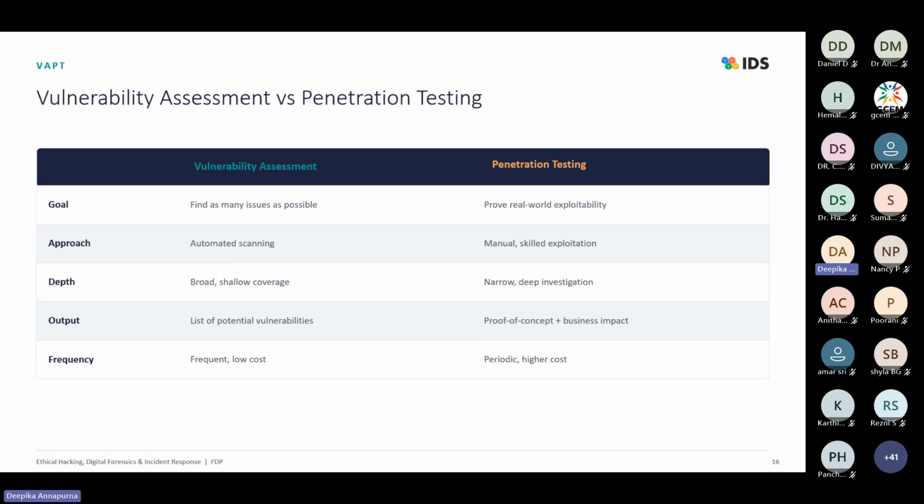It will tell you this is the vulnerability which had happened. We try to exploit the vulnerability. After exploiting, we found that this issue might cause a business impact or some issue while running the business, or this might cause a critical impact for your organization. What is the frequency? This is frequent and this is low cost. This can be done online. This is of higher cost. This has to be done periodically.